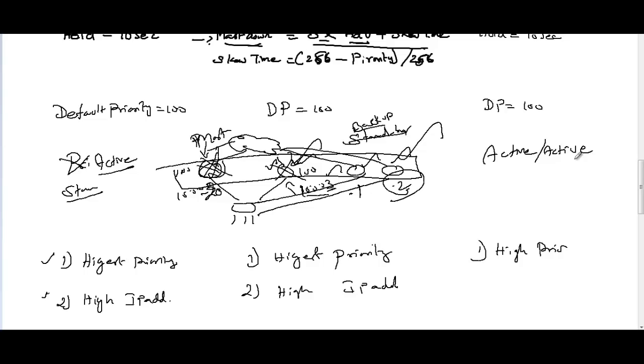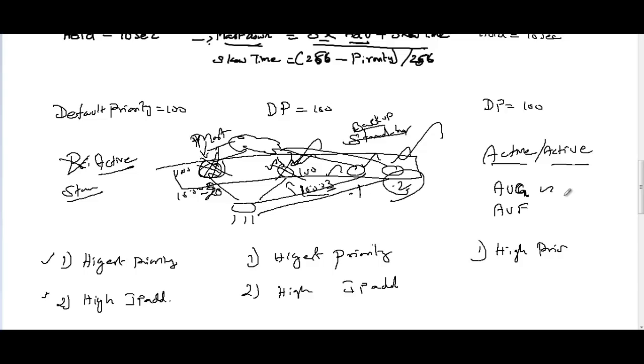In GLBP also there is a need for some election. You may ask why both are going to be active, what sort of election it is. Actually, there is something called Active Virtual Gateway (AVG) and AVF, Active Virtual Forwarder. Now, Active Virtual Gateway is the one which determines the load balancing, how much load the first router will take and how much load the second router will take. For that there is an election.